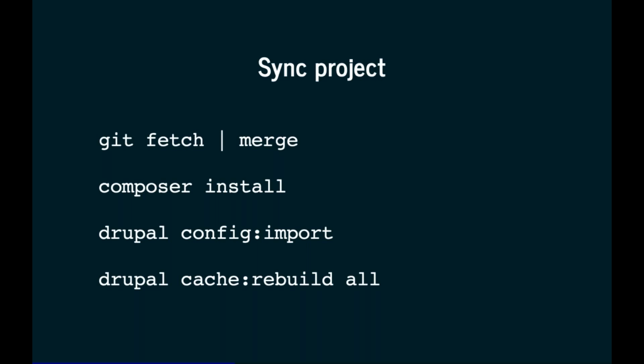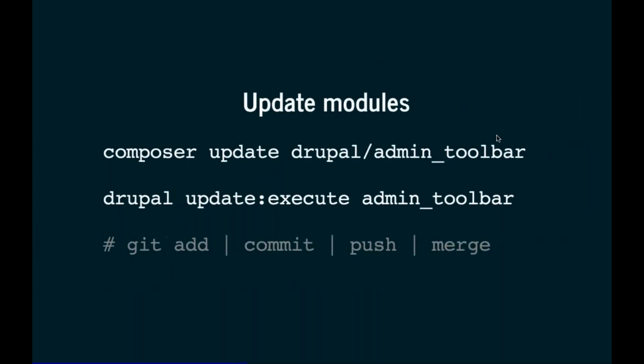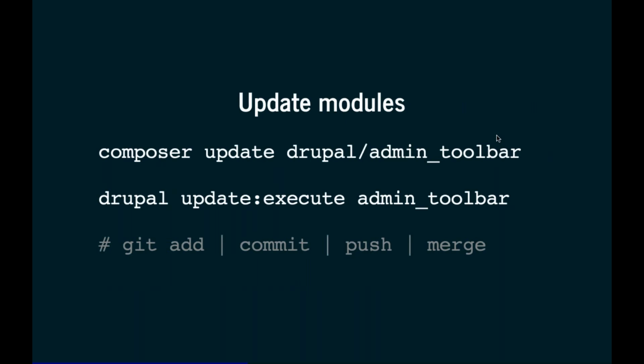And finally, I will probably need to run cache rebuild, because Drupal 8 is so aggressive on cache. So basically running drupal cache:rebuild all, or cr all, will take care of rebuilding all the cache. And I will be ready to work. Okay, so that's how I get a module: someone else downloads it and commits it to the repo, and I get it just by running composer install.